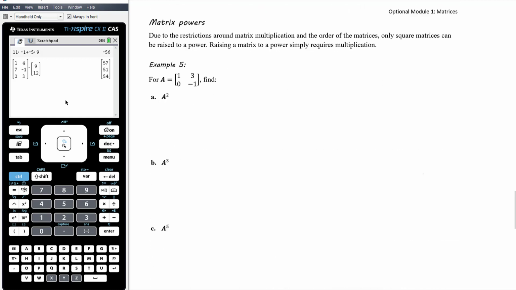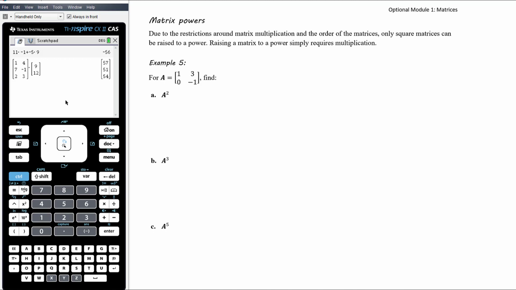Okay, the final thing I want to look at in this video is matrix powers. So squaring or cubing or raising a matrix to the power of 10, for example. And if we think about it, because of the restrictions around the order of the matrices when we multiply them, only square matrices can be raised to a power.